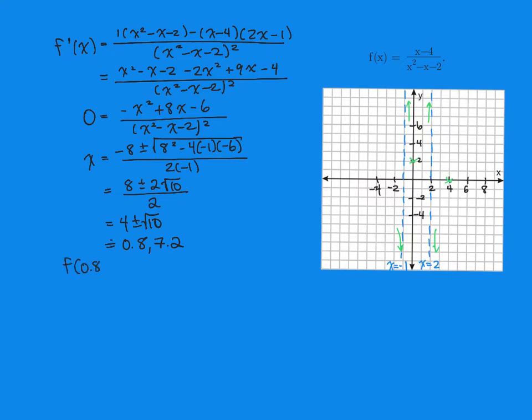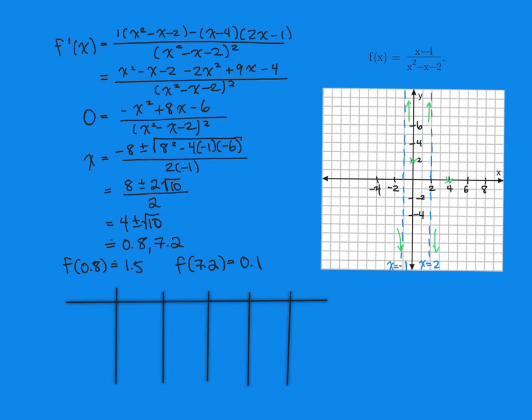And then we want to know what those points are actually going to be on our sketches. So we need f at 0.8, which will be approximately 1.5. And the function at 7.2 is approximately 0.1. So those are points that we suspect are going to be extremas. And because this is not a polynomial, and so it's a little less predictable, we can now test these using our increasing and decreasing intervals.